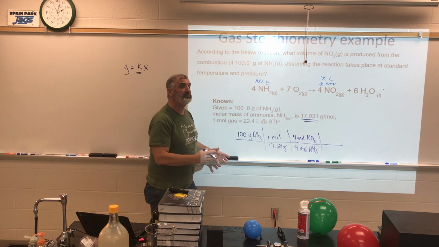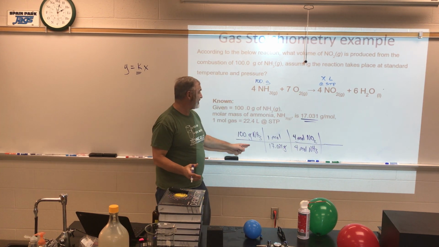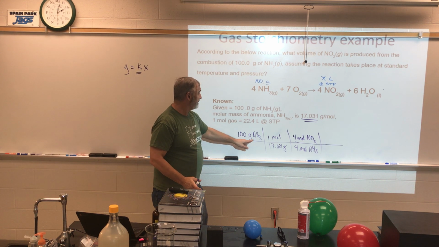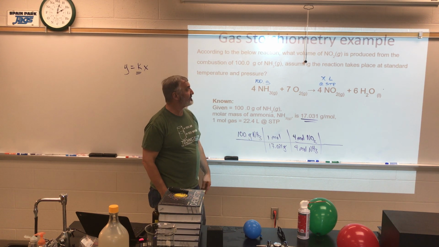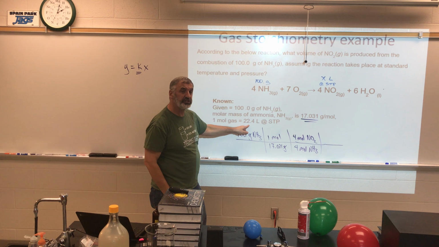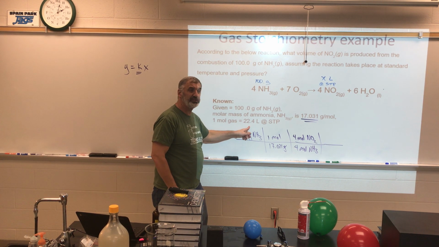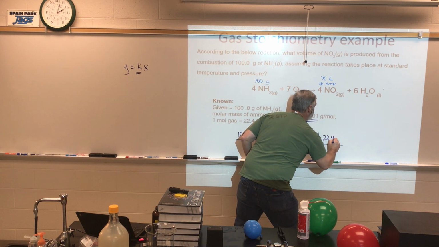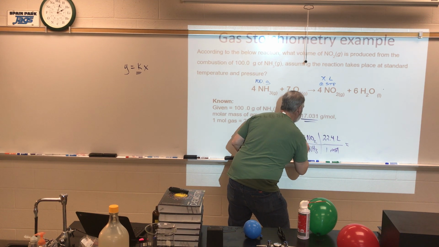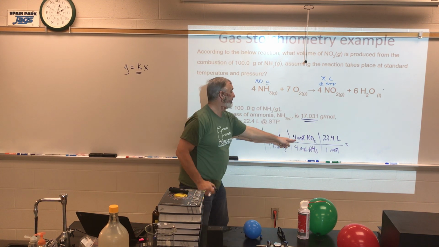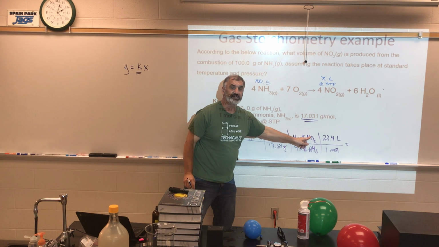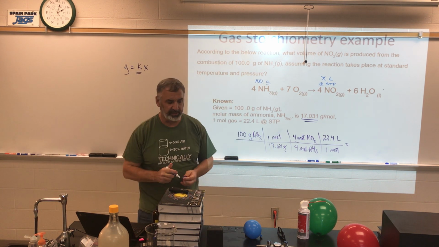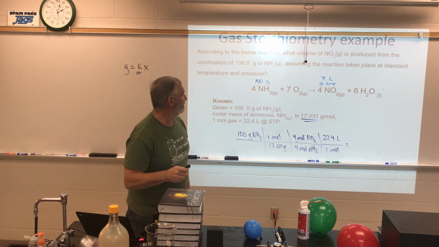Now, this is the only part that's different. Now, I want to go to liters, but I'm at STP, so I know I have 22.4 liters for every 1 mole. So I'm gonna put 22.4 liters over 1 mole. Now I end up having liters of NO2, which is what I'm looking for, so as they say, stick a fork in it because you're done, okay?